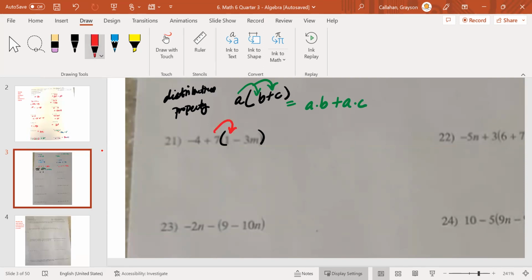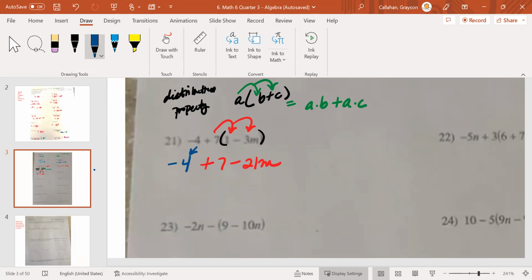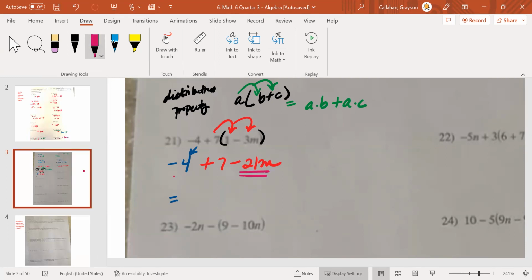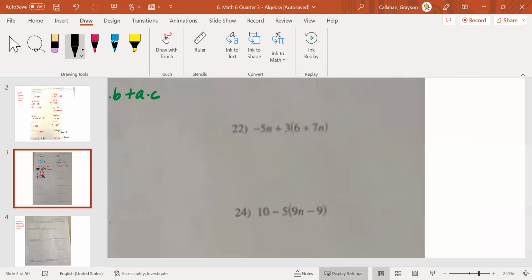So 7 times 1, 7 times negative 3, which gives you a positive 7, negative 21m, okay? But then don't forget your negative 4. Do you see that? So then when you combine like terms, your answer is going to be, this is the one with a variable, so the variable comes first, right? Then you look at negative 4 plus 7, which is a positive 3. That's your answer, okay?